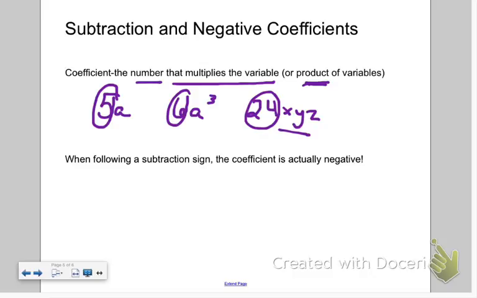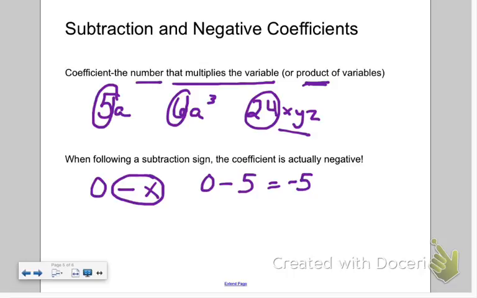Now, let me give you an example. Let's say you have $0 in your bank account. And then you have to take away X number of dollars to buy something. That X is actually going to be considered a negative X, believe it or not. You might have to take out $5 from the bank account. Well, if you started out with 0 and you're taking away 5, that means you have negative $5 there. That's because when you have a number following a subtraction sign, it's also the same as having that negative number.